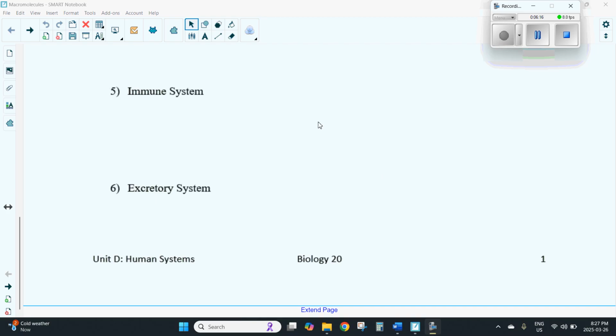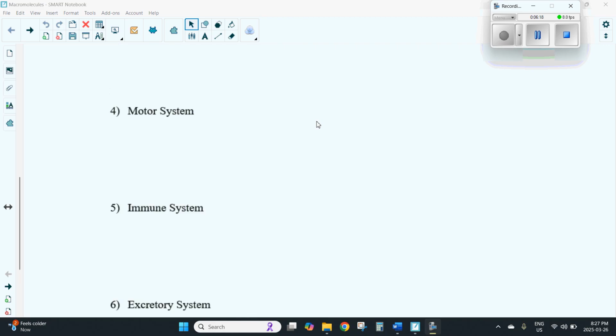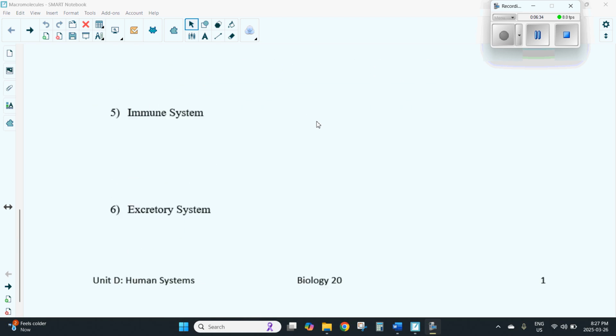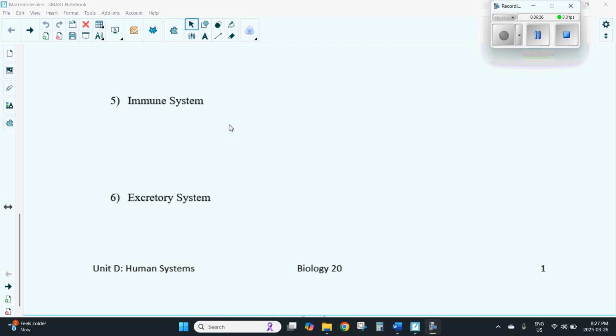When we talk about bowel movements, that actually relates to the digestive system, because in the digestive system, you connect the small intestine to the large intestine, which goes to the rectum and then out the anus. So we'll talk about a bowel movement in the digestive system. So that's a brief overview of everything we're going to cover over the next couple months. Now we're going to get into the nitty-gritty of the digestive system.